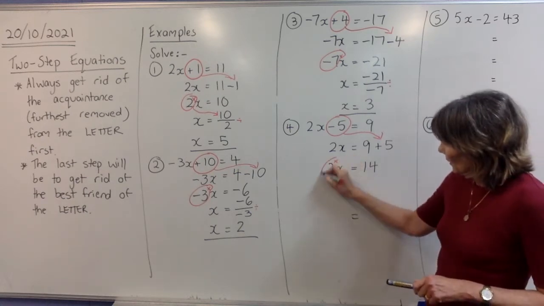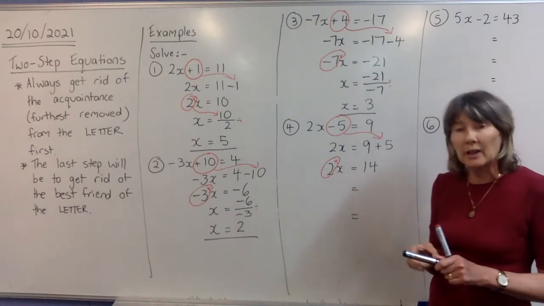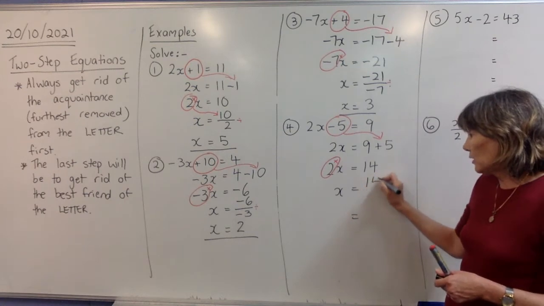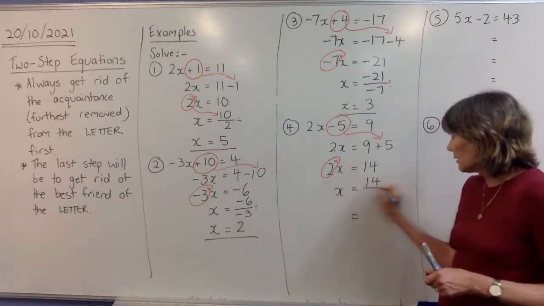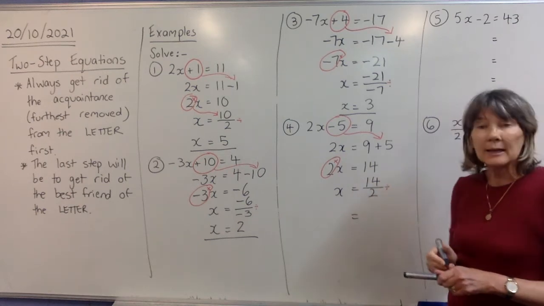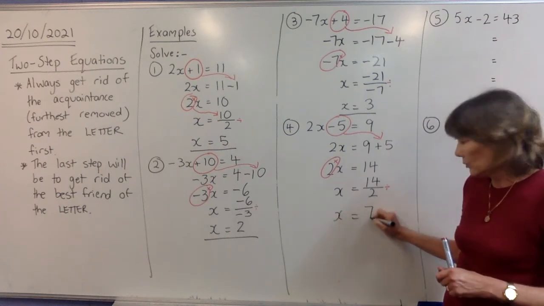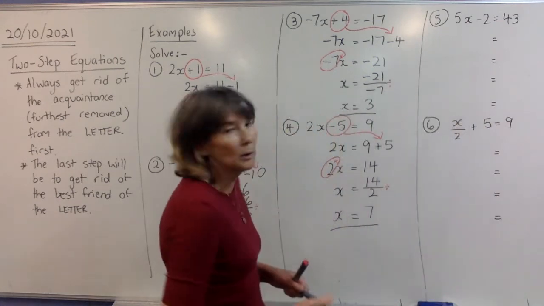And now we're getting rid of our times 2. Don't forget to put the times in between the number and the letter. And we have x by itself. Copy your 14. Now the opposite of times 2 when we come over here is divide by 2. Now use your fraction key, put it in your calculator, and that will give you 7. X equals 7. Okay, the next one, we're looking at number 5.